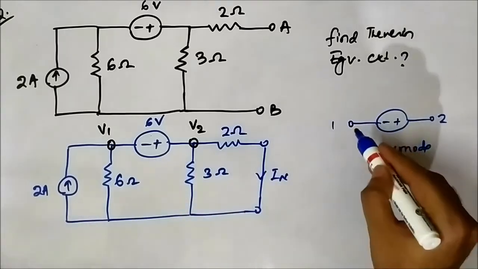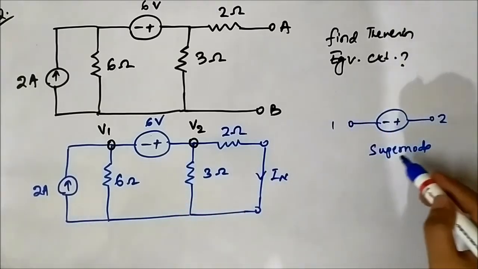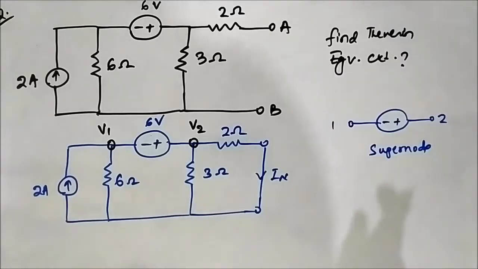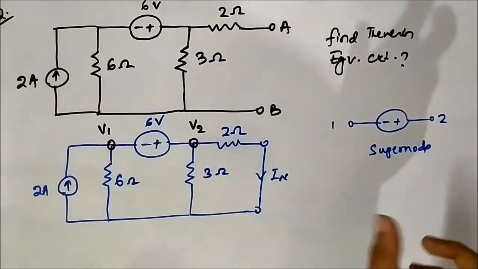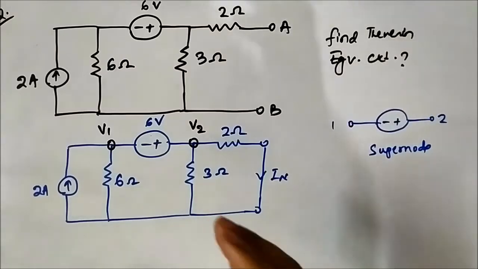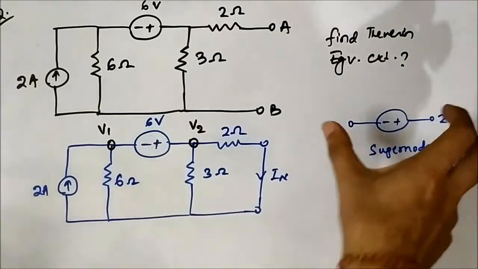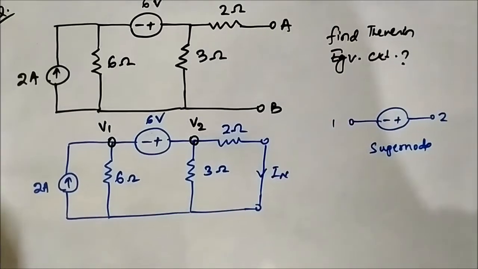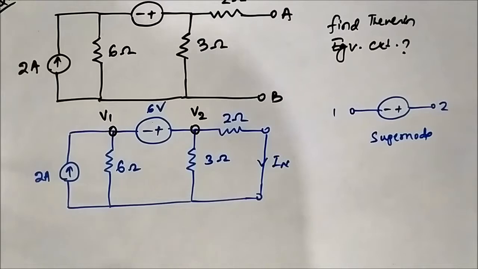Node 1 and 2 combined together form a super node, similar to a super mesh, that is, two meshes having a current source in between behave as a super mesh, and we apply KVL throughout the super mesh. Similarly, two nodes having a voltage source in between form a super node, and we apply KCL to that whole node. So here the KCL equation will be like this.